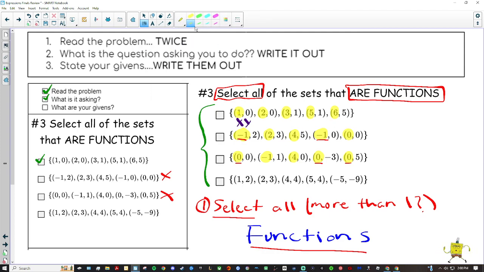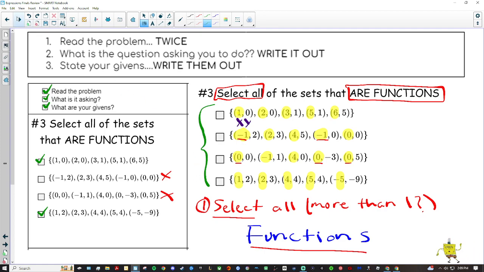Last one we're checking. I have a 1, a 2, a 4, a 5, and a -5. Now, I don't see any x values that repeat, so this is a function, so we select it. So we have selected all of our functions, and we have not selected our non-functions. So our answer, the first one and the last one, and we're done.